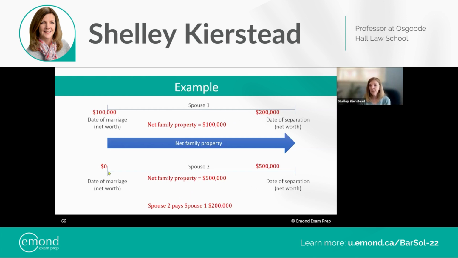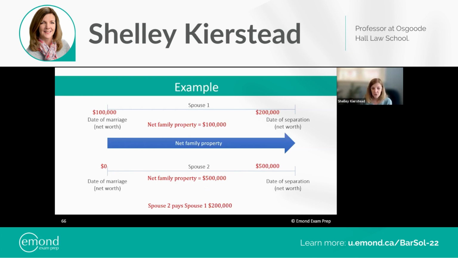Spouse two comes into the marriage with zero. So no assets, no debt, they're at zero. Or their assets and debts accumulate to give them a net worth of zero. At the date of separation, they've got $500,000. Okay. So their net family property, 500 minus 0 is 500.